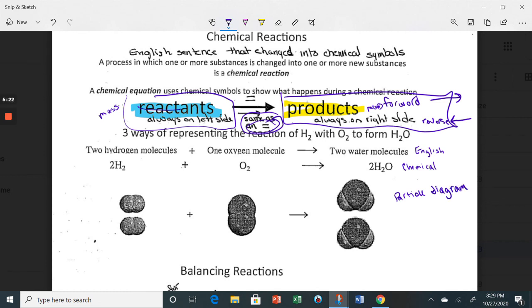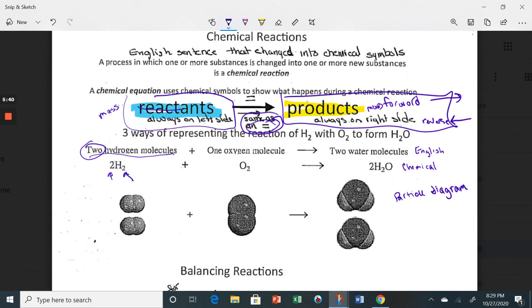This is all the same reaction. Sorry, brain fart. So, see, it says 2 hydrogen molecules. So we put a 2 in front. That's this 2. And we have to remember this is diatomic.